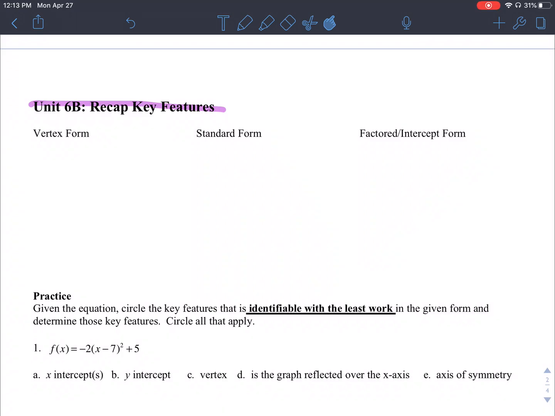Okay. Last but not least is recapping key features of quadratics. So this should be a nice addition to when you reviewed standard one with graphing and writing, because identifying key features of a form actually helps you to graph it. So just a friendly reminder of the three forms. We have vertex form, standard form, and factored form. So I want to talk about what each form gives you and how we can identify that information.